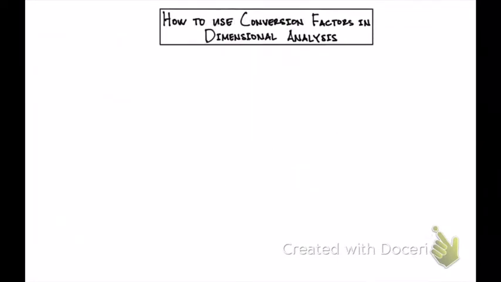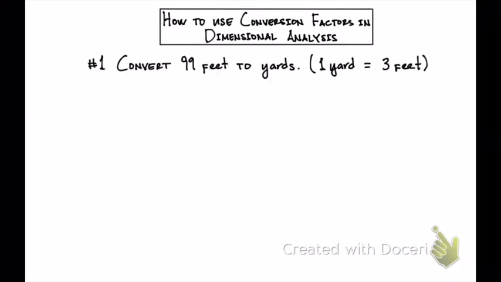How do we actually use conversion factors in dimensional analysis? So let's look at some examples here by converting 99 feet to yards. And we know that 1 yard is equivalent to 3 feet. So whenever you're converting from one unit to another, write down what's given. So that's the very first step. So you're going to write down what's given, which is 99 feet.